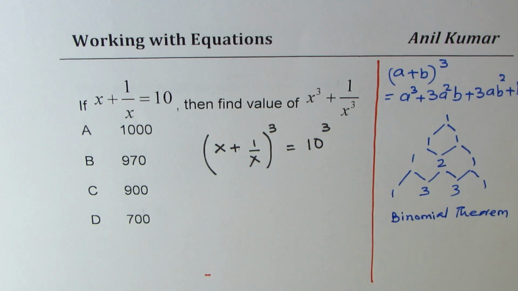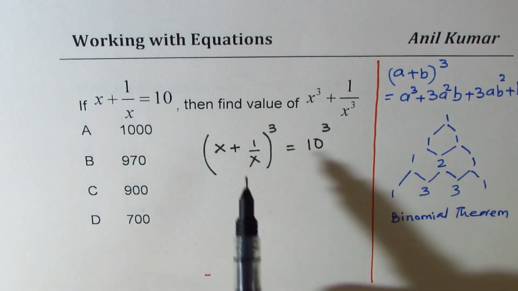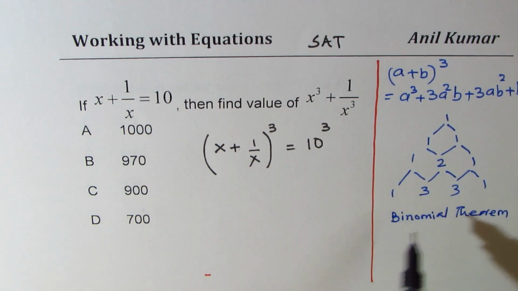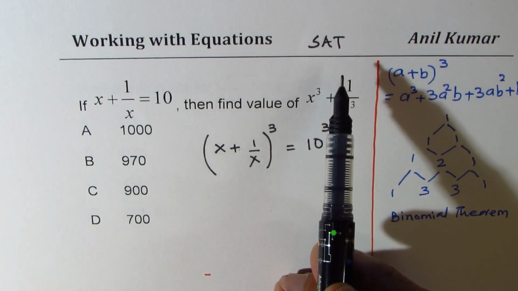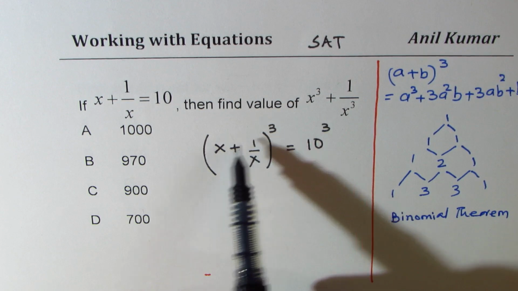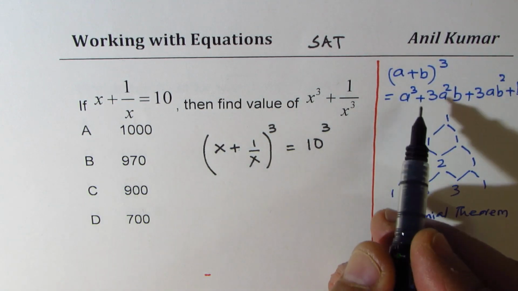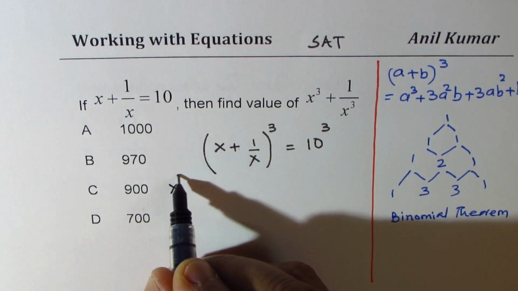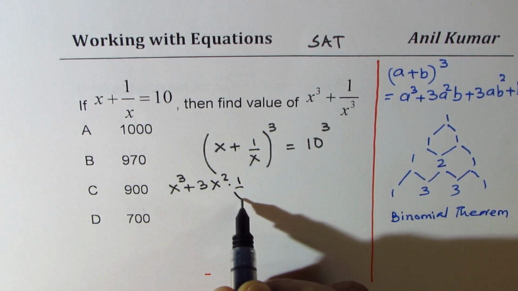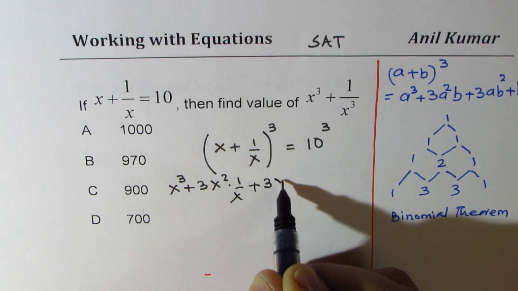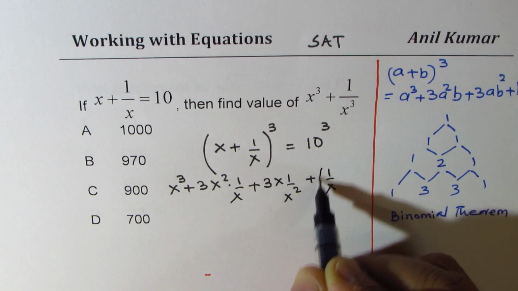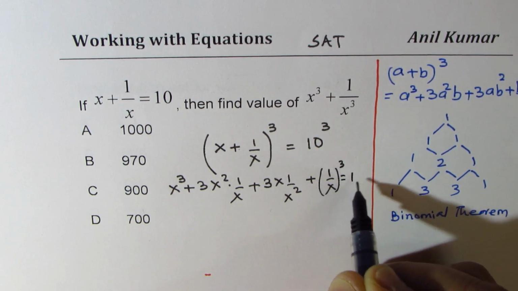Since I took a very simple example, which is good for, let's say, SAT, we could work it out. If it is IIT, then it could be binomial theorem or Pascal's triangle. Okay, so let's expand this. Using the formula, we get x cubed plus 3 times x squared times 1 over x plus 3 times x times 1 over x squared plus 1 over x whole cube equals 1000.